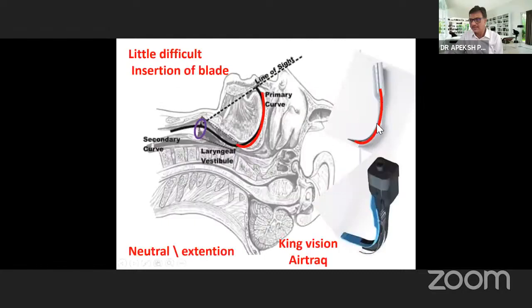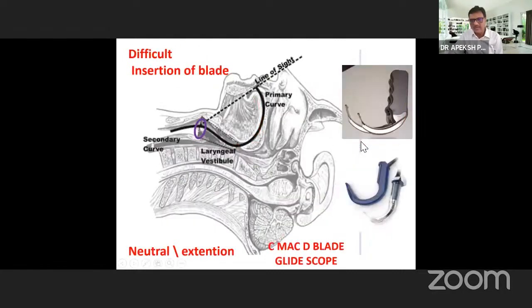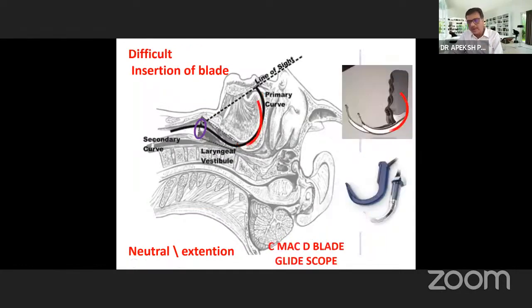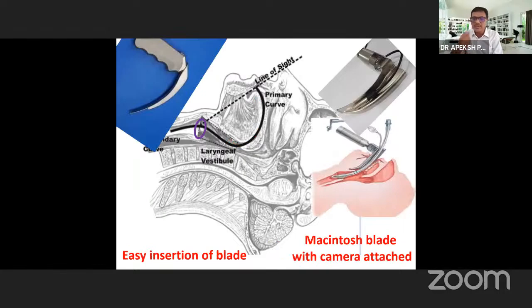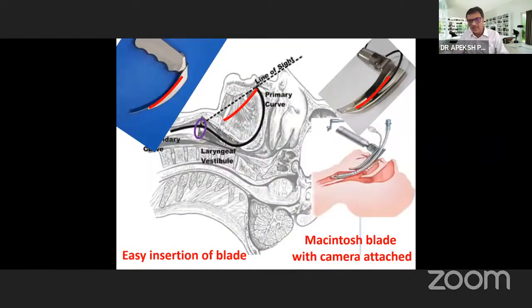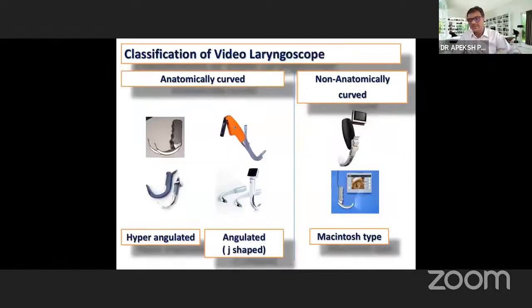To look at this angle, with the J-shaped angulation of King Vision, it's a little bit difficult to insert the blade into the oropharynx. And if you use the hyperangulated blade, it's more difficult to insert the blade in the midline. But if you look, the Macintosh type video laryngoscope is easy to insert. So that is one reason insertion is a little bit tricky in midline with video laryngoscopes compared to direct laryngoscopy or the Macintosh type of video laryngoscope. That increases the time to intubate the patient with the video laryngoscope.